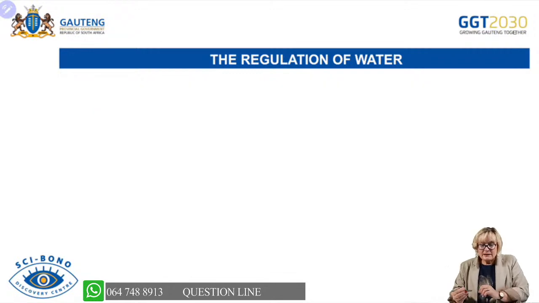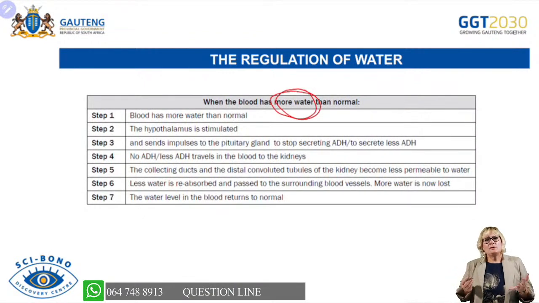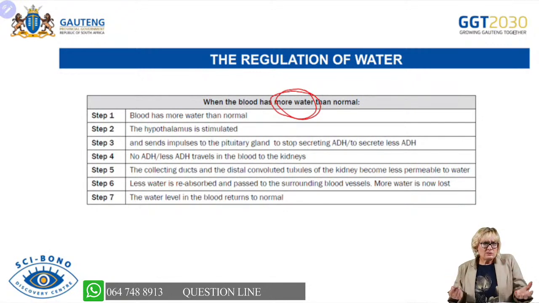If we look at the regulation of water and we look at if the blood has more water than it should, so that's on a day when you had plenty of things to drink and you didn't sweat a lot, so you didn't lose a lot of water. And then the blood will actually have too much water in it. What do you do? What will happen in your body that day? Because remember now there's too much water.